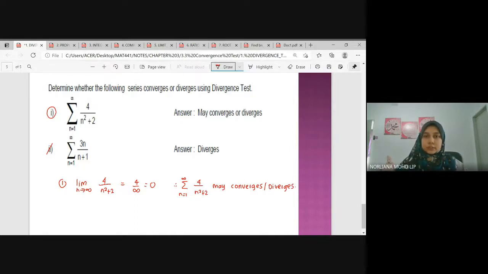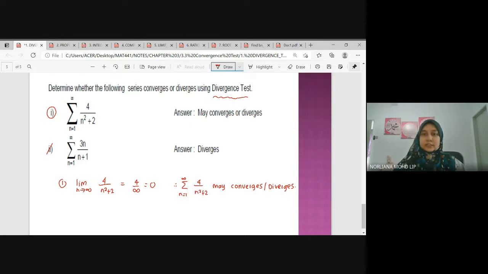Itu je lah conclusion dia. Okay, boleh faham? Okay, ada soalan tak? Untuk first test ni, divergent test. You all kena ingat divergent test macam mana teorem dia, macam mana nak apply dia. Okay, ada soalan? Tak ada? Okay, tak ada.